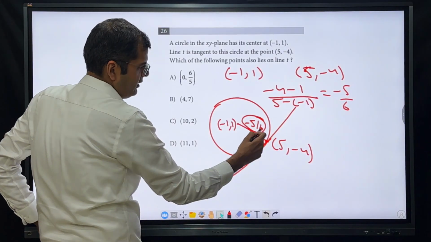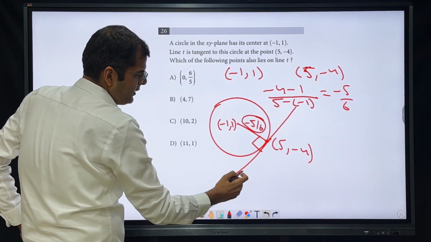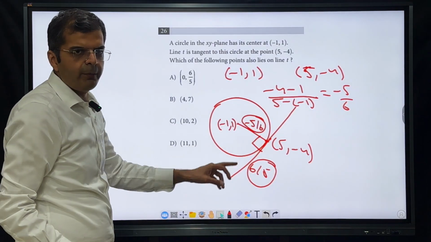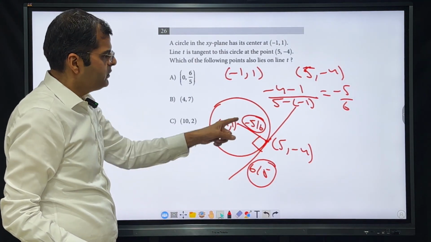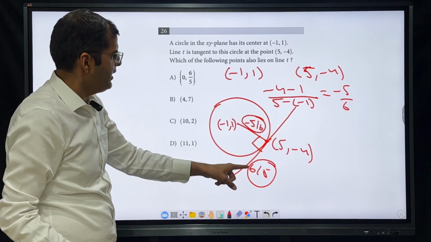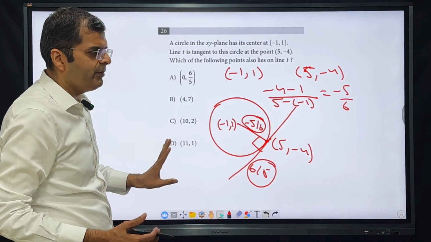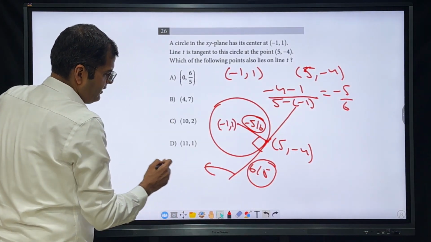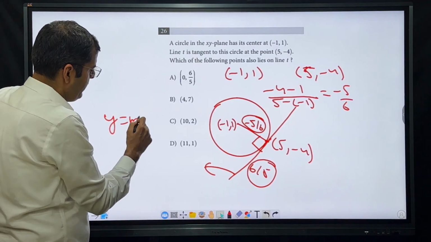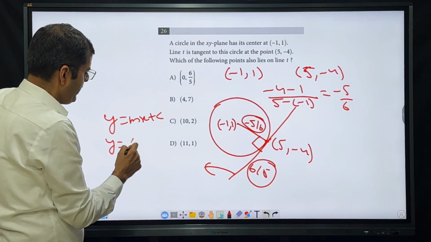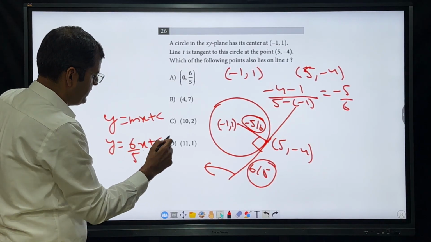That is the slope here. So slope of the line perpendicular to it will be 6 by 5, because the product of slopes of perpendicular lines should be -1. So this is -5 by 6, this is 6 by 5. So slope is 6 by 5. It passes through 5, -4. Can I find the equation of the tangent line? Yes, I can. Equation is of the form y equal to mx plus c. m is 6 by 5, which is the slope. So y is equal to 6 by 5 x plus c.